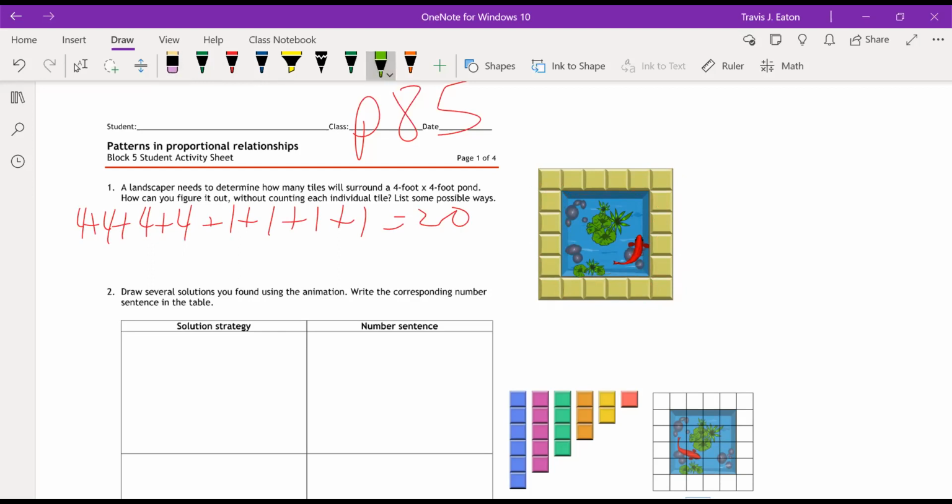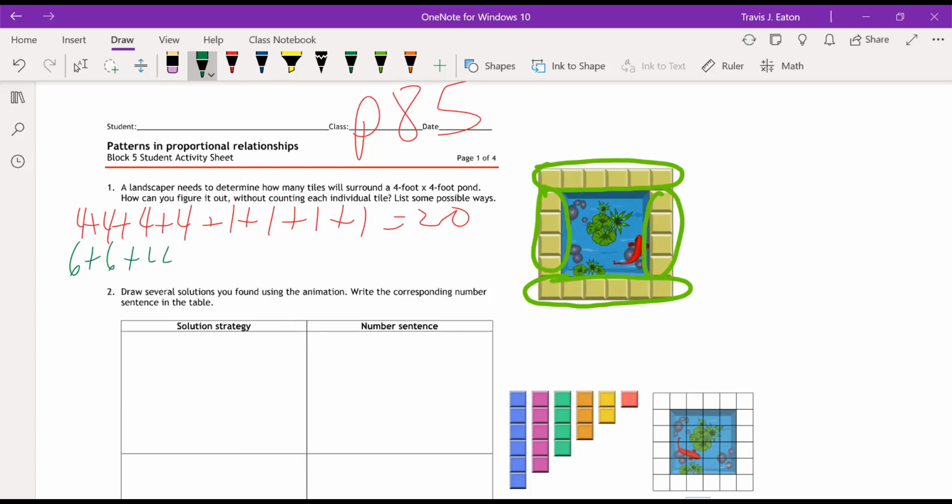What if, oh, let's see. How about if I do this? How many is that? That's 6. 1, 2, 3, 4, 5, 6. Here's another 6. And then here's 4, and here's 4. Look at that. So I can go 6 plus 4 plus 4. Well, 6 and 6 is 12. 4 and 4 is 8. 12 plus 8 is 20. Beautiful. All right. Any other suggestions out there?